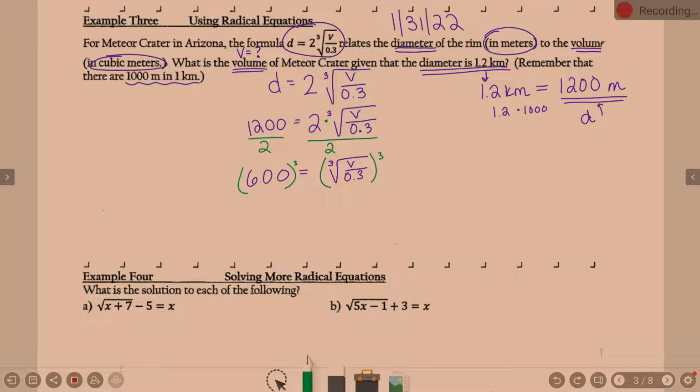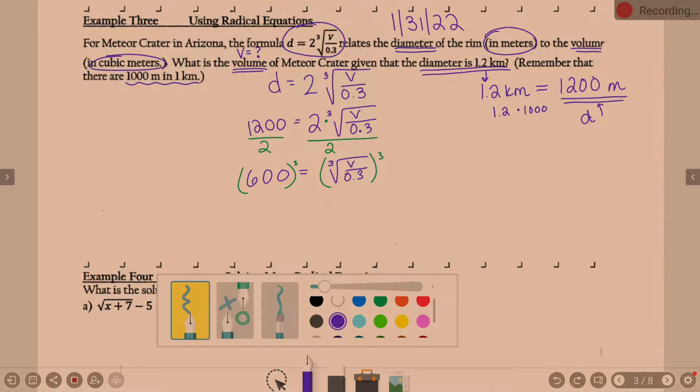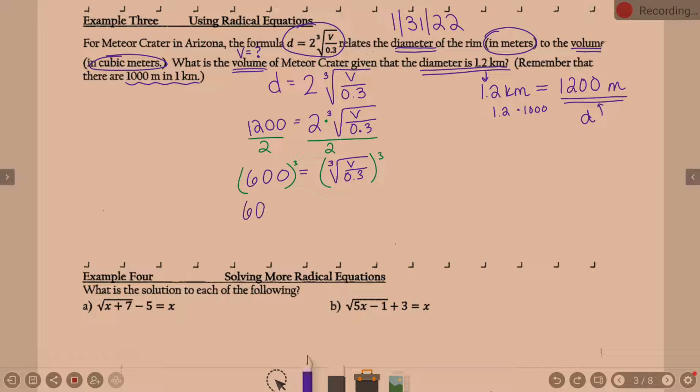Now, I don't know about you guys, 600 to the third, I'm sure my calculator can tell me. I can also just leave it at 600 to the third for a moment. Okay, it's something big, right? I'm going to just write it as 600 to the third. I'll plug it into my calculator in the end.